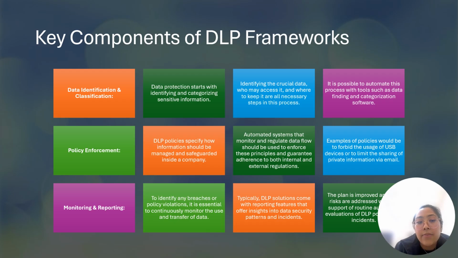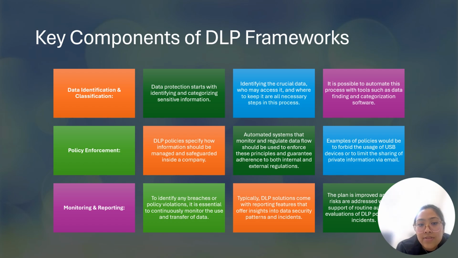Moving toward the next slide, I have the key components of DLP, which you can see on the screen: data identification and classification, policy enforcement, monitoring and reporting. Data identification and classification means knowing what sensitive data you have and where it is. Policy enforcement means defining and enforcing rules to control how data is accessed and shared. And the third one, monitoring and reporting, continuously monitors data flow and reports on potential violations or breaches.